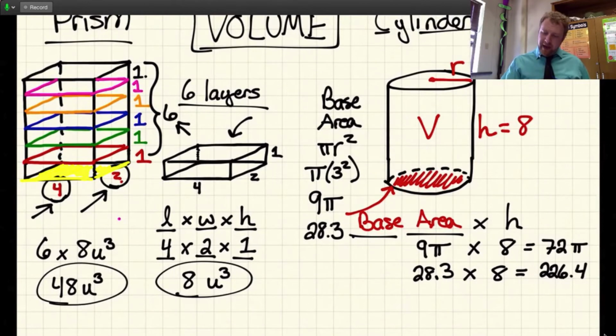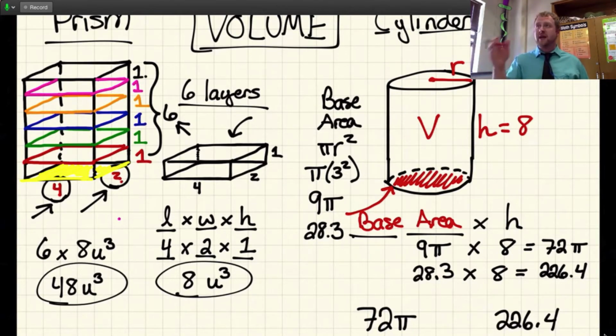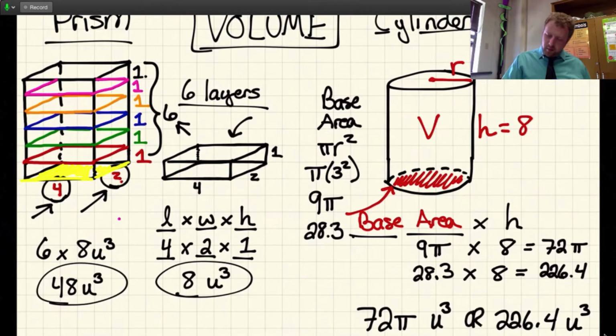So, if my answers for these problems are 72 pi or 226.4, what do I have to add to those to make it a correct answer? Jacob? Units cubed. Both of those answers are acceptable. And actually, both of them are equivalent.